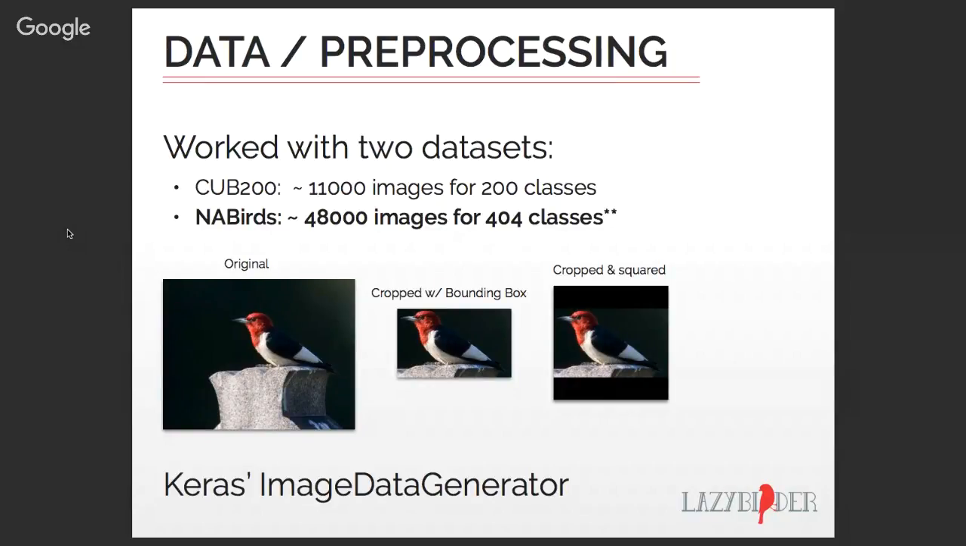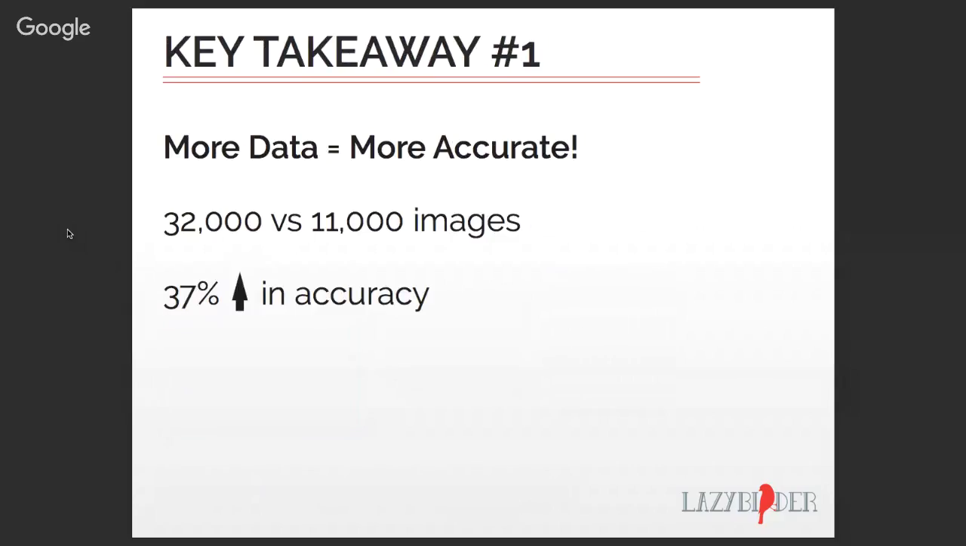Ultimately, the data set that I used was the NA-BIRDS data set because it offered a lot more images, which was pretty important. So my key takeaway number one is that more data is more accurate. Now this is probably obvious for a lot of you. It's kind of known in statistics. However, I thought it's pretty cool to see in real life what kind of difference it would make. 32,000 images versus 11,000 images resulted in a 37% increase in accuracy.